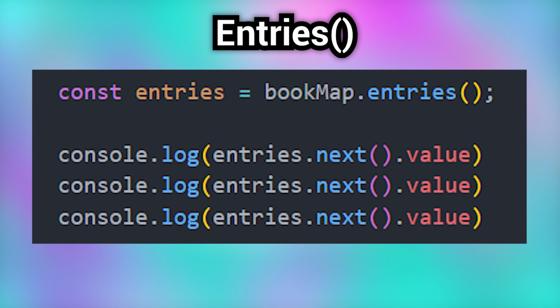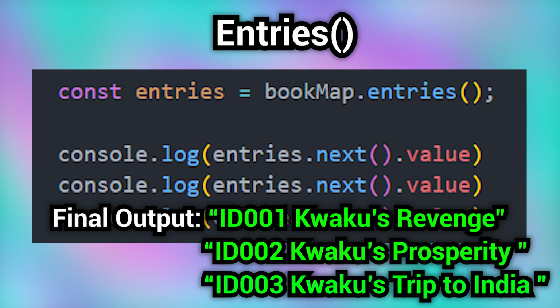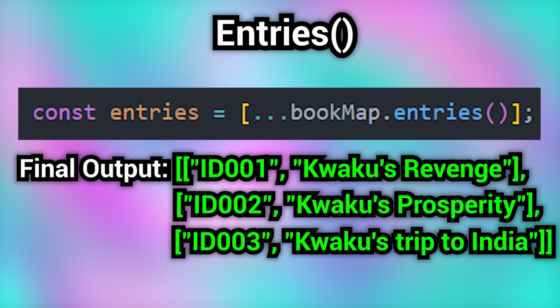The entries function returns a new map iterator that allows us to go through each value in the map. So the entries function is similar to the keys function, except we're given both the key and the value. So assuming that we have all three books still stored in the map, performing .next like we did before, it's going to output all three of the books' IDs along with their titles. As well as this, if we want to turn the entries into an array, we can do the following. And this stores an array of all of our books inside of entries.